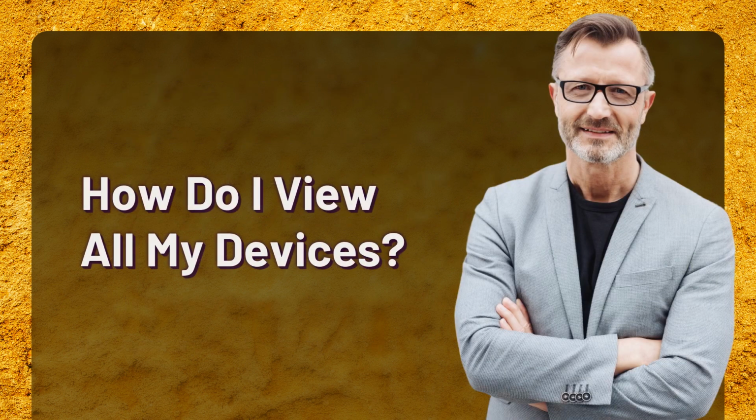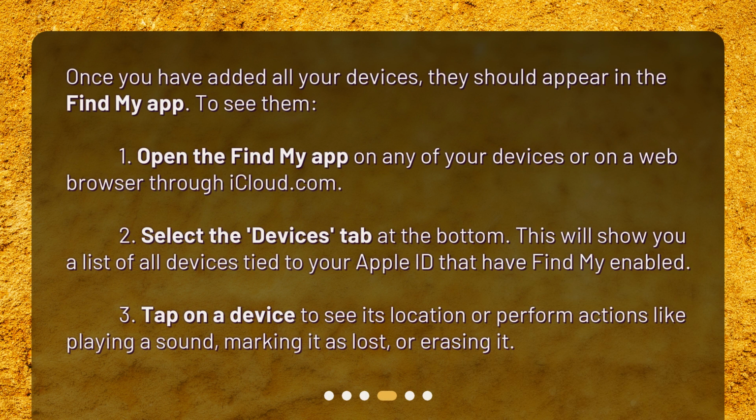How do I view all my devices? Once you have added all your devices, they should appear in the Find My app. To see them, 1. Open the Find My app on any of your devices or on a web browser through iCloud.com. 2. Select the Devices tab at the bottom. This will show you a list of all devices tied to your Apple ID that have Find My enabled. 3. Tap on a device to see its location or perform actions like playing a sound, marking it as lost, or erasing it.